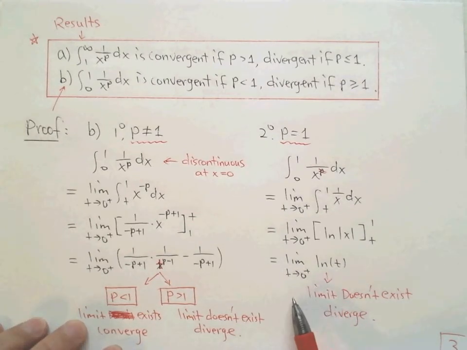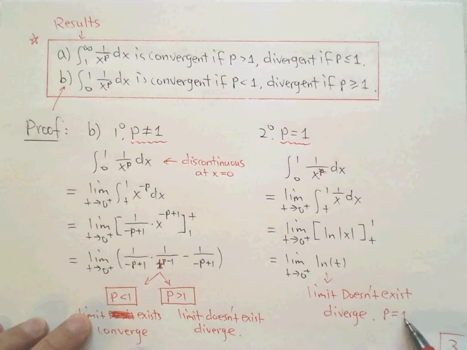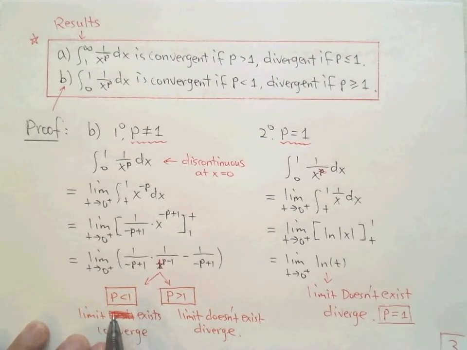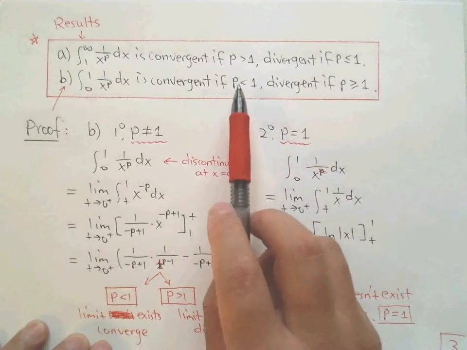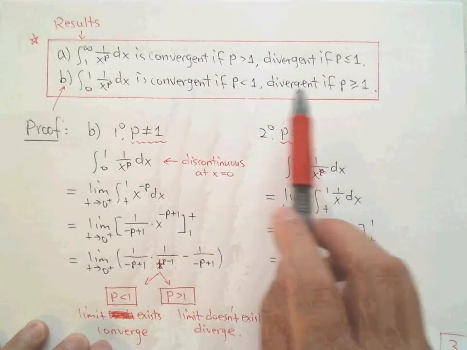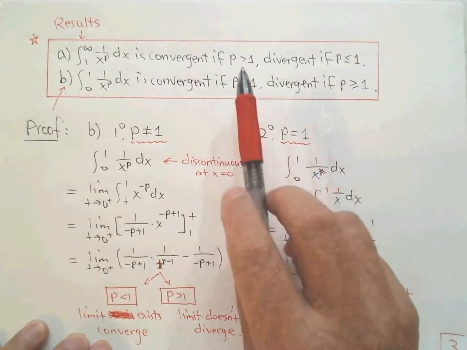As t approaches 0, do you remember the graph of the function? Log, when t goes to 0 from the right side, goes to negative infinity. Negative infinity, we defined it as does not exist, right? So which means diverge. Can we look at the 1, 2? This case is p equals 1. Look at these three cases. There's only one case, p less than 1, converge. The other two cases diverge.